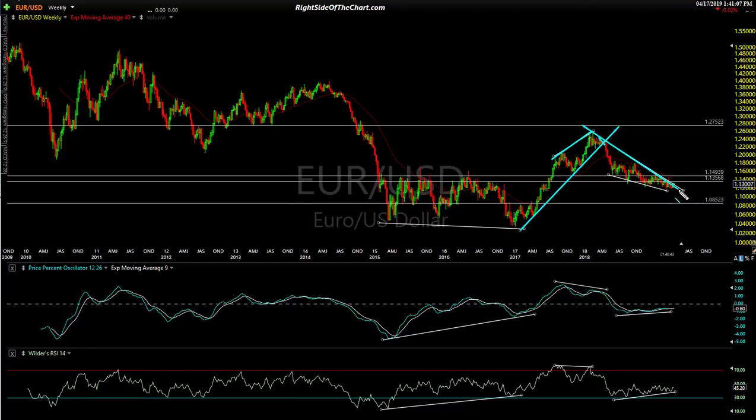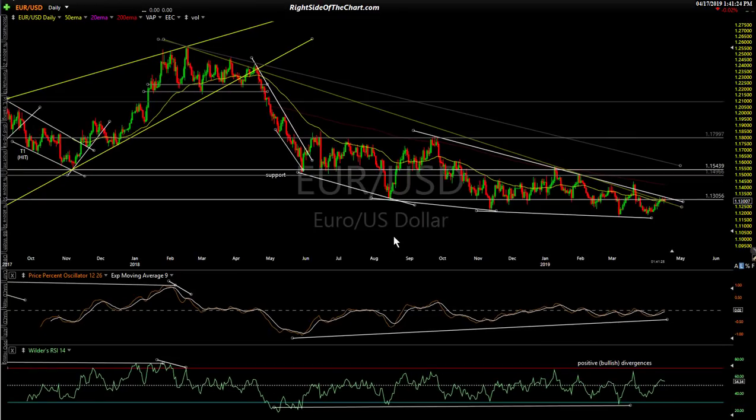Now we've come full circle. We are setting up on this weekly chart in a nice bullish falling wedge pattern, complete with bullish divergence. And so we need to see a breakout. We need to see something convincing. So it's right now a setup, and we come down to the daily chart. You can see it a little bit better.